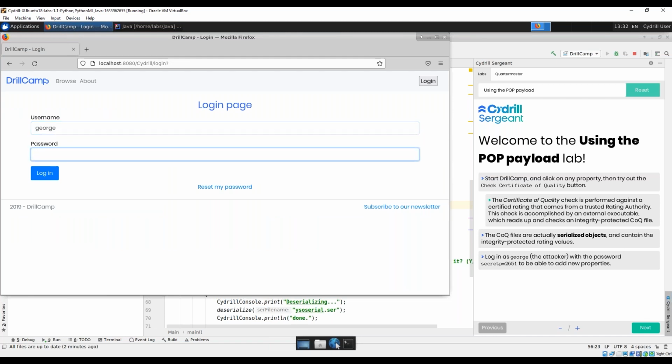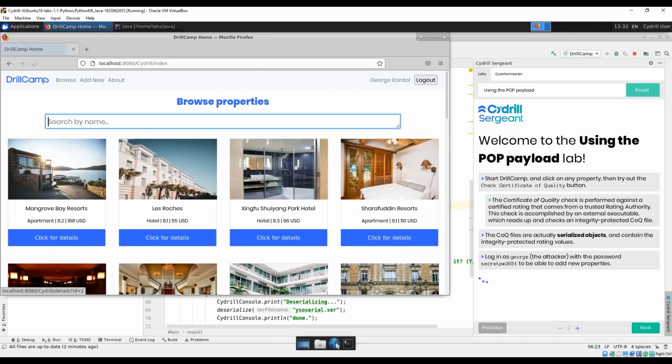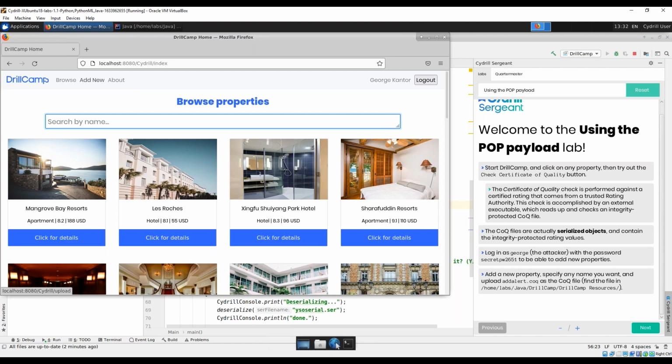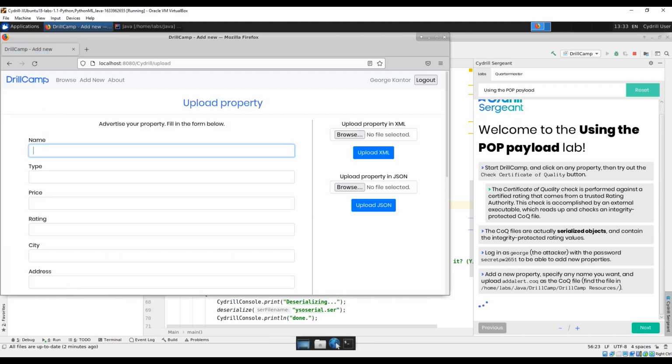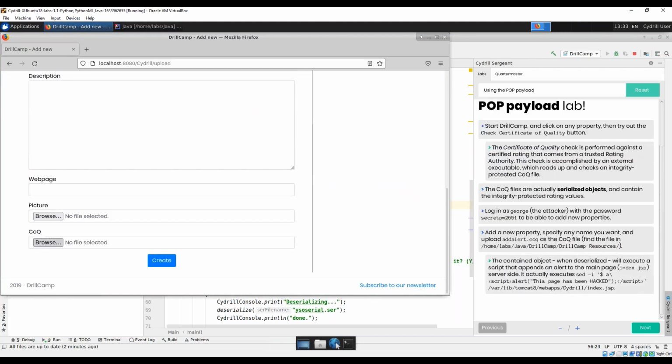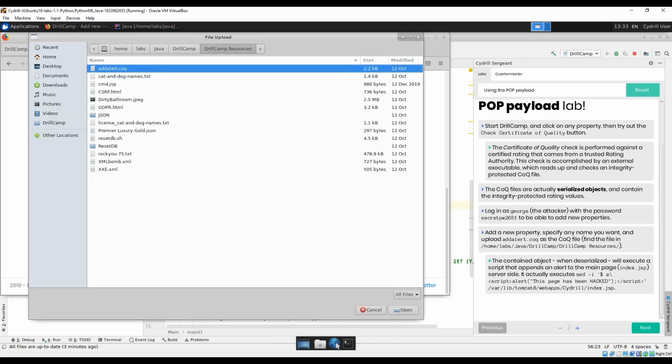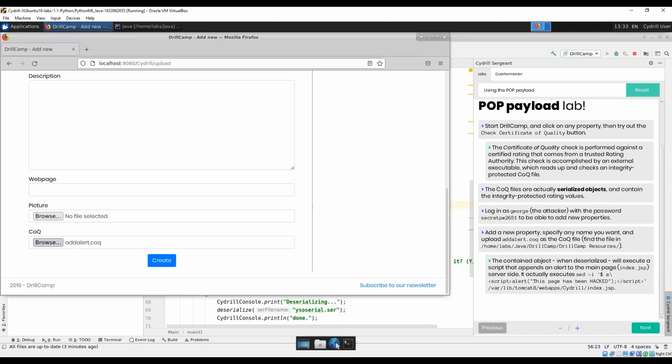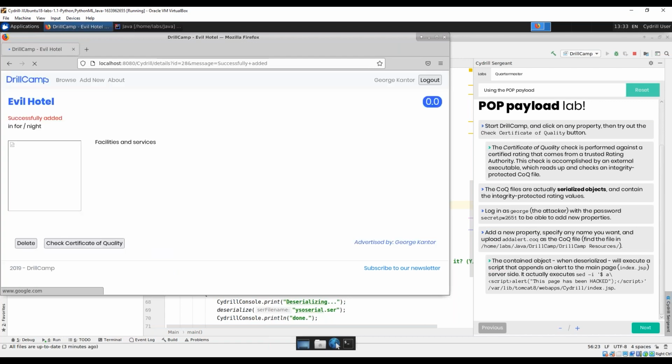I'm going to log in here as the bad guy, as the attacker. And I'm going to add a new property. I'm going to call this the evil hotel. And I'm going to choose for this certificate of quality, the COQ, a malicious file that I have created beforehand. And when this malicious file is processed by the server, it is going to change the code of the web application itself. So I'm going to open it here and create.